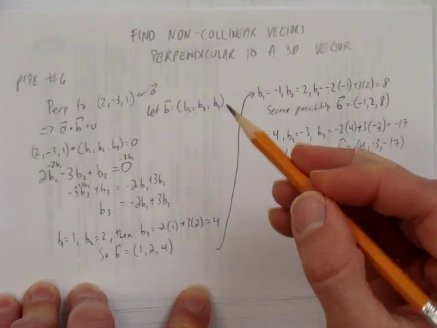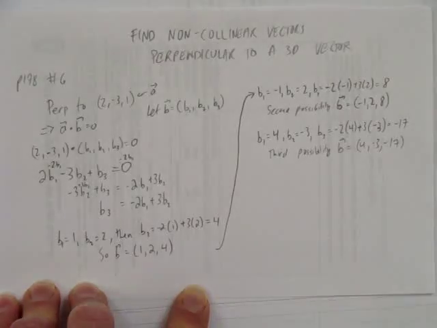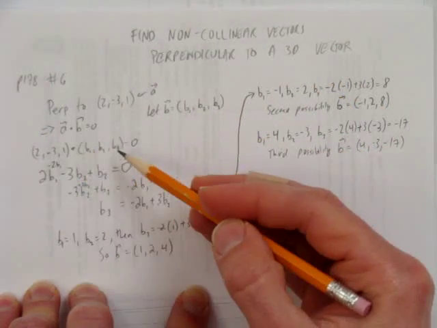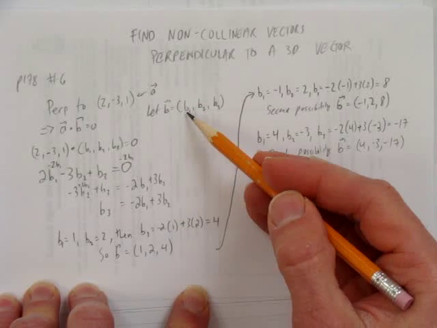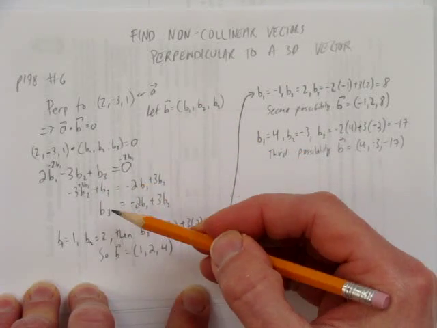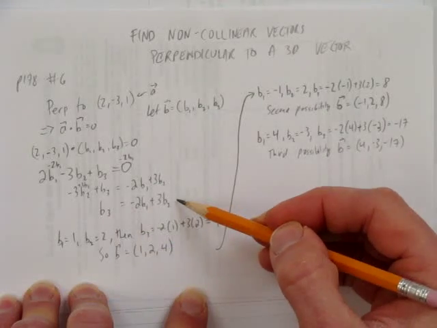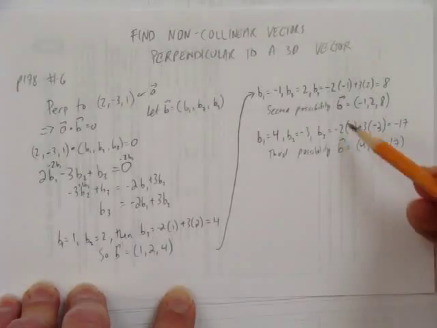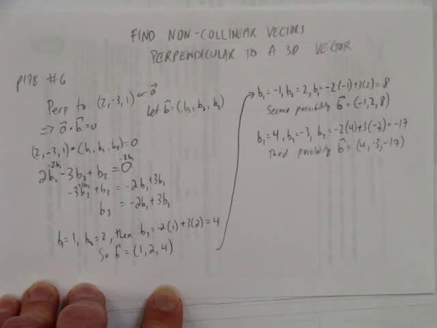So what did we do here? We found non-collinear vectors perpendicular to a 3D vector by using the dot product, creating unknown components, and then finding their equation, getting one of the components in terms of the two others, and then subbing in and solving for the third component. And we did that 3 times, but we could have gone on literally forever.